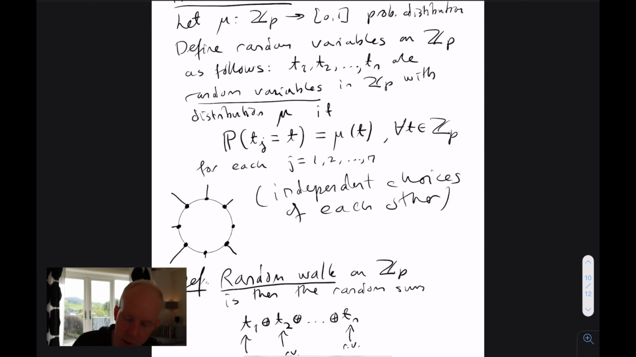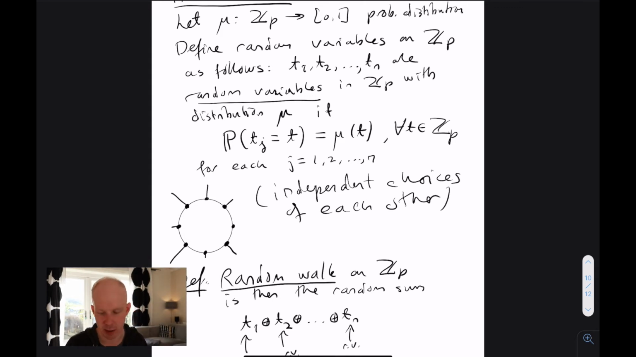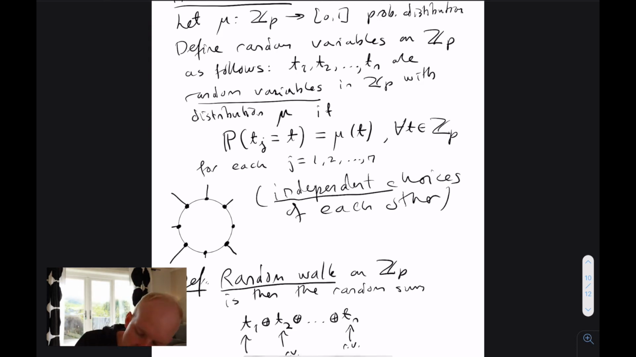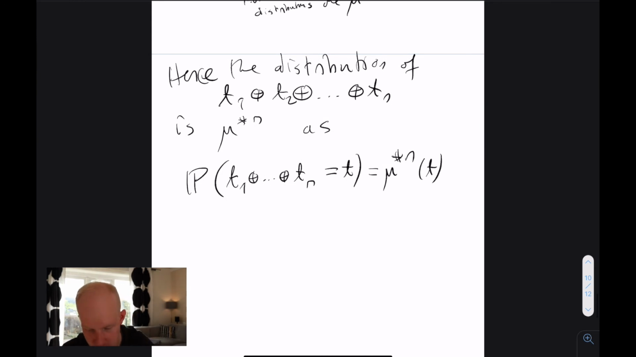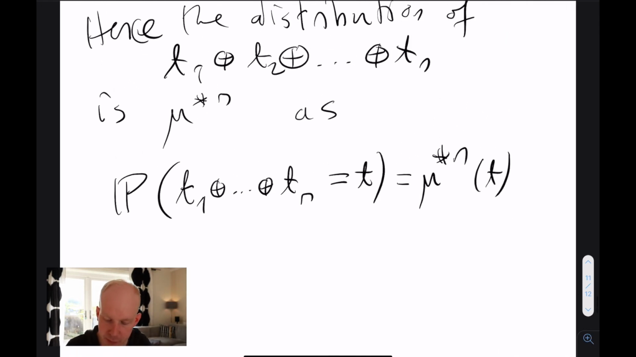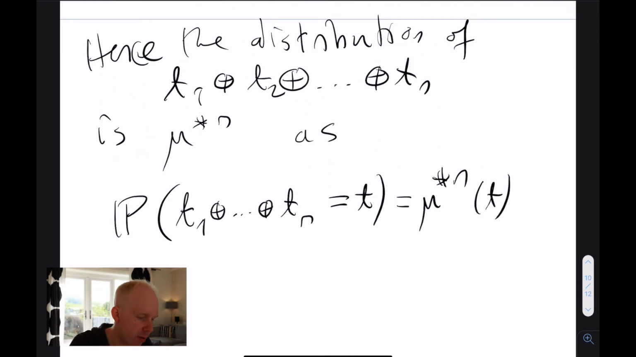In probability theory, it's typically important whether you choose your variables in the random walk independently of each other. Here we are choosing these independently. In that situation, the distribution of this random sum will be given by the iterated convolution that we have here. This is very important because, in order to analyze any properties of random walks, we only need to compute these numbers.